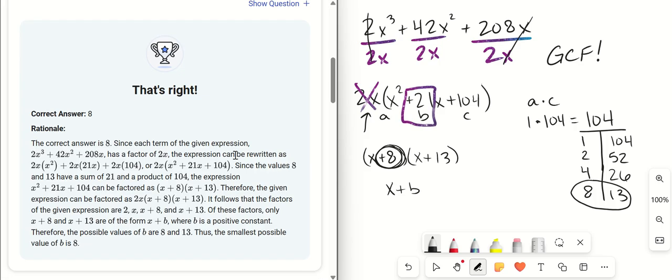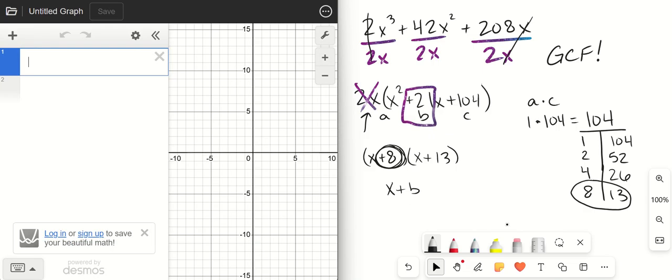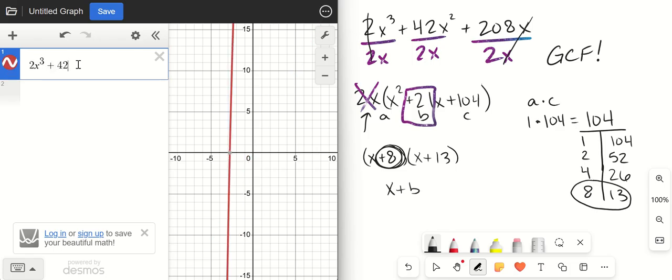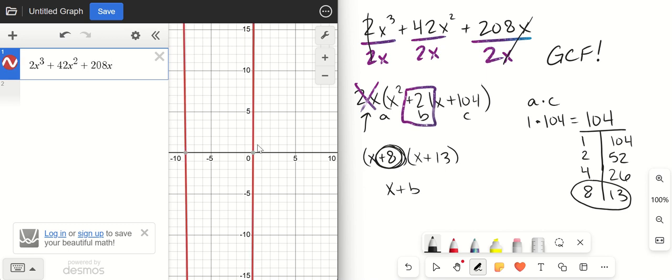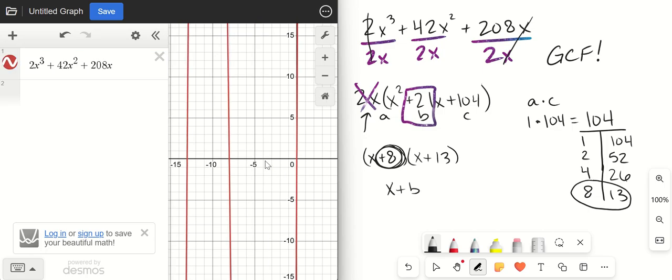But while we're here, now that we know what the answer is, why don't we also check it by graphing and see how we can get the answer by graphing. So we can pull up our Desmos graphing calculator. We could type in the original polynomial, 2x cubed plus 42x squared plus 208x, and it's going to graph it for us. All right, and we should have 3 solutions here, 3 x-intercepts. One of our solutions is 0, one of our solutions is negative 8, and one of our solutions is 13.